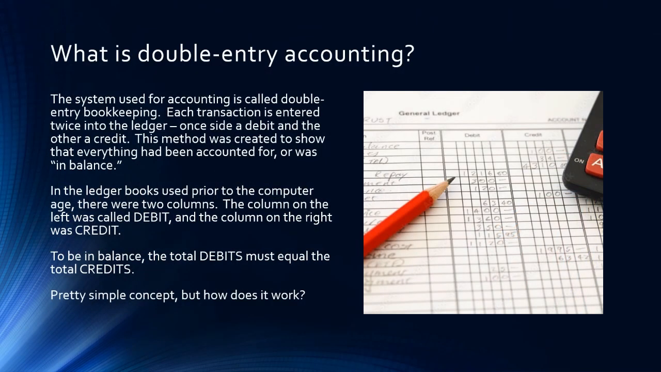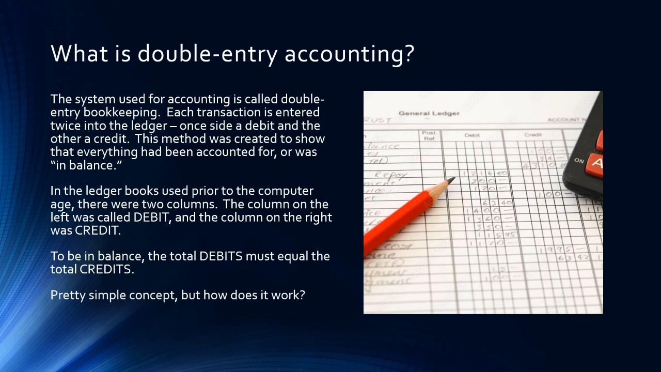What is double entry accounting? The system used for accounting is called double entry bookkeeping. Each transaction is entered twice into the ledger, one side a debit and the other a credit. This method was created to show that everything had been accounted for or was in balance.